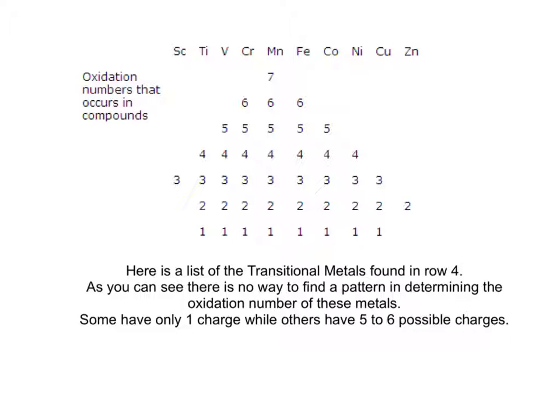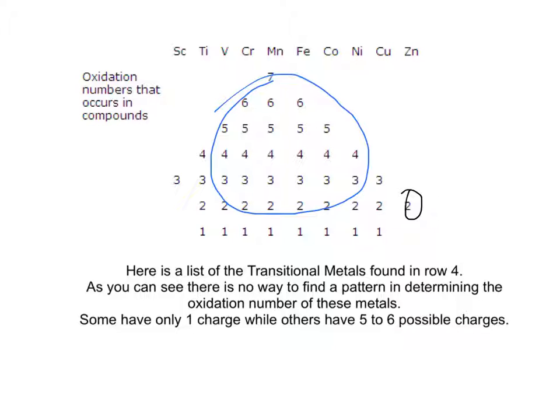Now, as you can look at this chart here, here are only some, just a sample, and these are the ones that are found in row 4 of the periodic table. So as I look across here, I have a whole multitude of different charges that could possibly be on some of these different ones. Now, there's some that just have very specific charges on them. Like, as we know here, zinc can only have a positive 2.